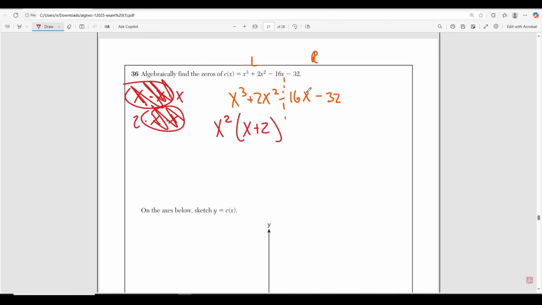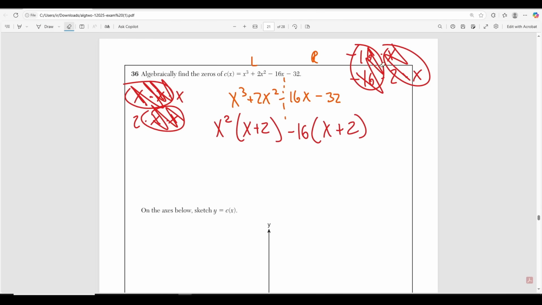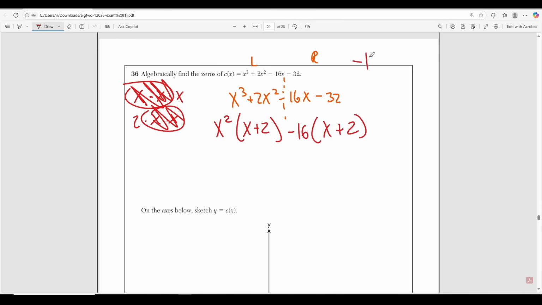Over here, what can I factor out from negative 16 times x and negative 16 times 2? Well, I can factor out negative 16, and I'm left with x and 2, right? So if I factor out negative 16, I'm left with x plus 2, okay? Sorry, I wrote this incorrectly, guys. What do negative 16 times x and negative 16 times 2 have in common?